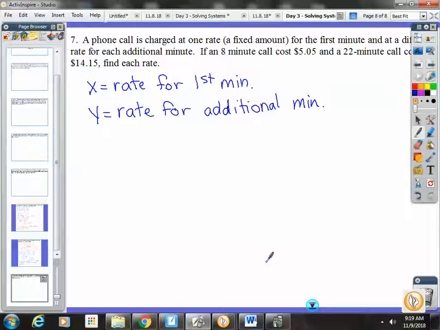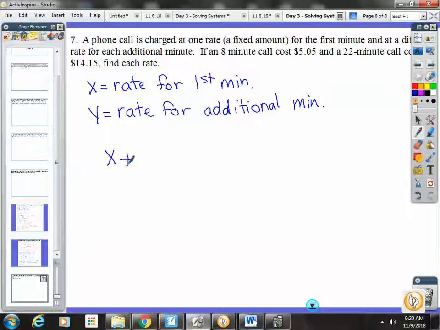They said an 8-minute phone call costs $5.05. How much did they pay for the very first minute of that phone call? X. Did they pay X? We don't know what it is. We're going to say it's X, plus they're going to get charged for each additional minute. Now think about this for a second. If it's an 8-minute phone call, one of those minutes you're going to pay X. The next 7 minutes you're going to pay a different rate, correct? You see how I did that? First minute you're paying X. Every additional minute you're going to pay Y.